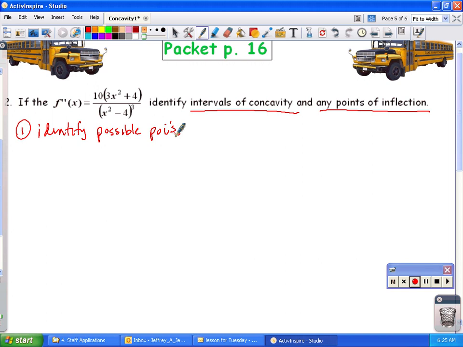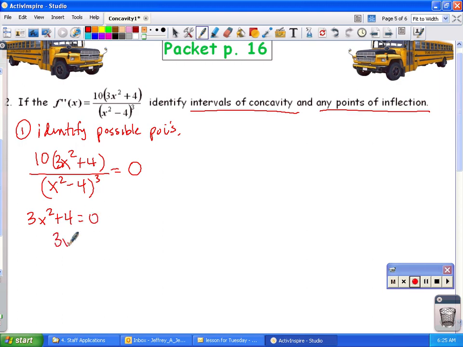So, likewise, I'm going to take my second derivative and set it equal to 0, and just like the first derivative test, wherever the second derivative is 0 or undefined, we have possible points of inflection. So I'm going to begin by setting the numerator equal to 0. 3x squared plus 4 is equal to 0. So 3x squared is equal to negative 4. x squared is equal to negative 4/3.